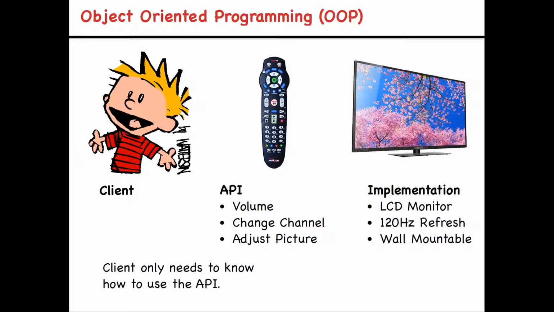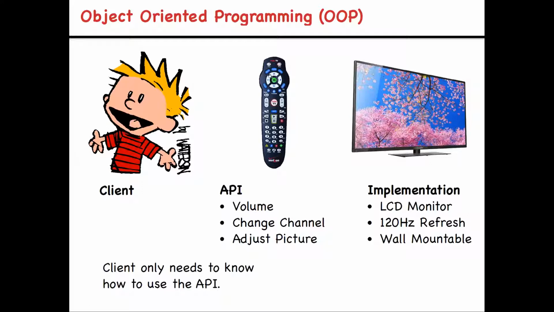So the client just needs to know how to use the API. The API in this case would be you press a button and the volume goes up or down. You can change the channel. You can adjust the picture. You can do any number of things that you would normally do with a remote. But Calvin should only need to know how to use that remote. He shouldn't have to worry about the internal workings of how that happens on the TV. When he presses volume up, what happens internally on the TV shouldn't matter. The volume should just go up. And that's usually what we experience when we're using a television. We don't have to worry about all of the internal things that are happening.